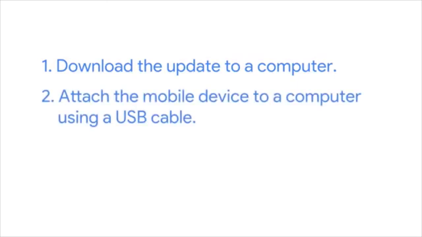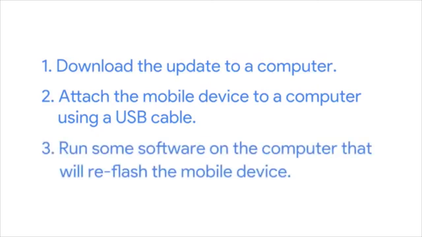The basic steps are: 1. Download the update to a computer. 2. Attach the mobile device to a computer using a USB cable. And then 3. Run some software on the computer that will reflash the mobile device. In the supplemental reading, you'll find instructions on how to restore iOS and Android devices from a computer. For other kinds of devices, refer to the device manufacturer's documentation on how to perform a factory reset or reflash using a computer.